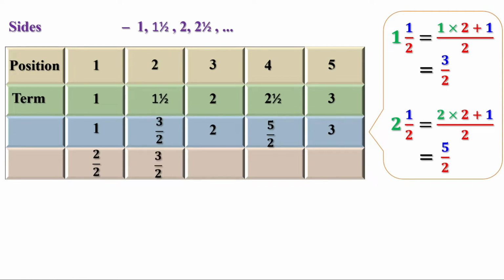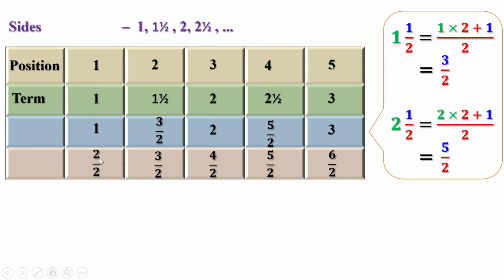Then 3 by 2. How can we express 2 as a fraction with the denominator 2? 2 by 1 or 4 by 2. Now it is a fraction with the denominator 2. Then 5 by 2. Then what about 3? It's 6 by 2. Now each and every term is a fraction with denominator 2. See, all the denominators are 2. So in the nth term also the denominator is 2. So it remains unchanged.